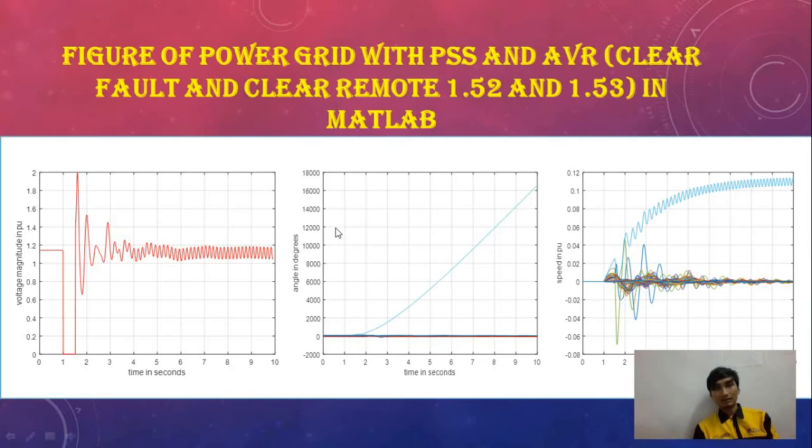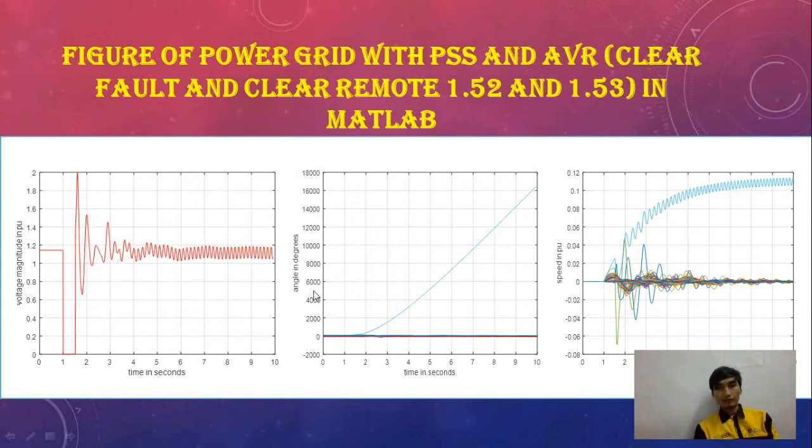For the unstable case, the power grid with PSS and AVR, the clear fault and clear remote we set in MATLAB are 1.52 and 1.53. So in Figure 1, the fault occurs at 1 second. After 0.52, the voltage increases and gets to maintain the power grid again.